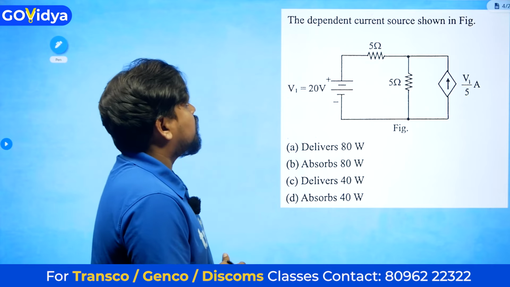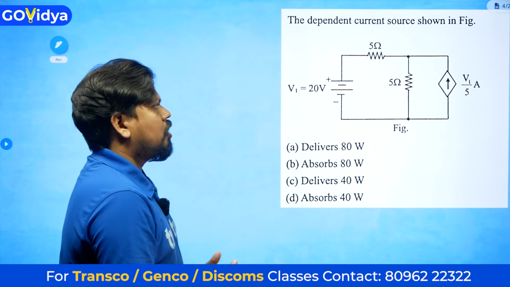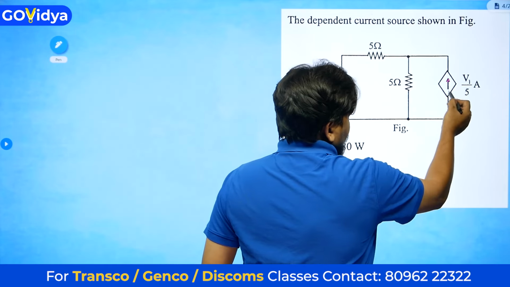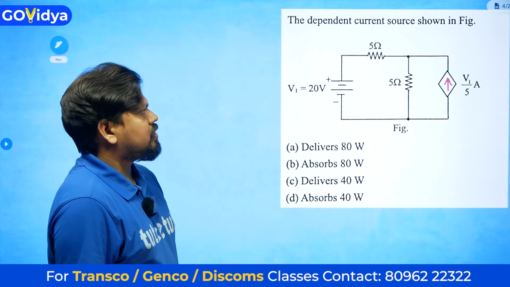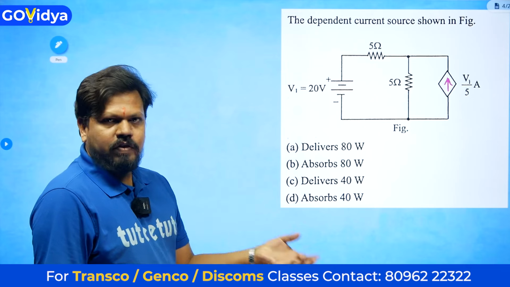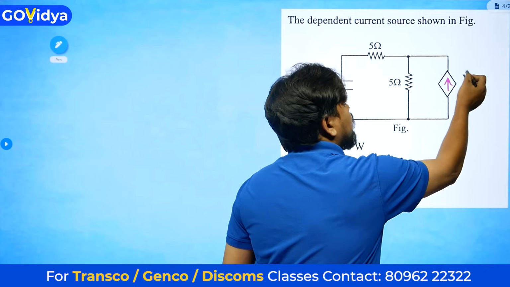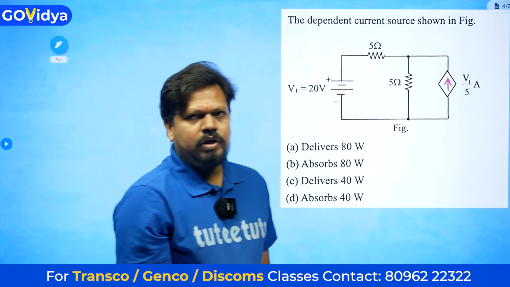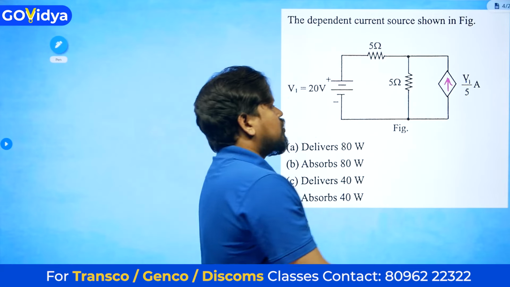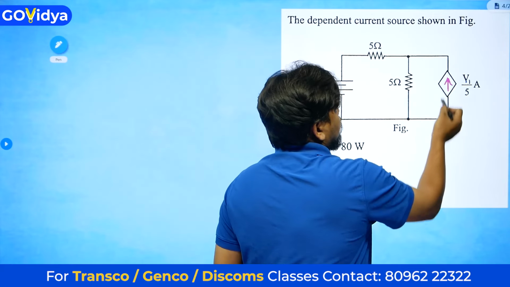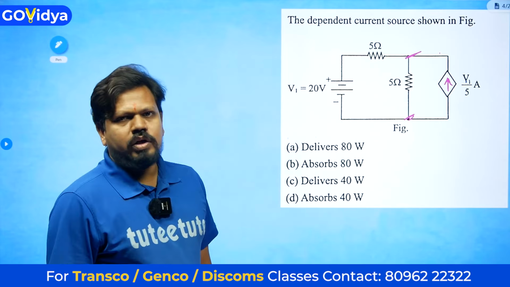First observe one thing: what they are asking. How much power it is delivering or how much power it is absorbing. It is a current source, sir, because it has a certain direction, no problem. To find out how much power it is giving or taking, we need to find the voltage across it. Whenever it is a current source, we know the current value. What is the current value? V1 by 5. So leave V1 as it is, we can see it later. For now we need to find the voltage across this current source, that means between these two terminals.